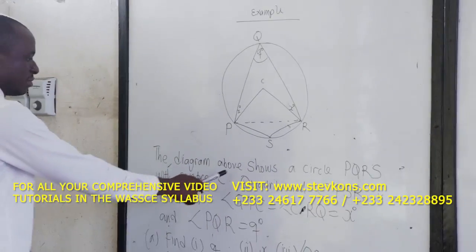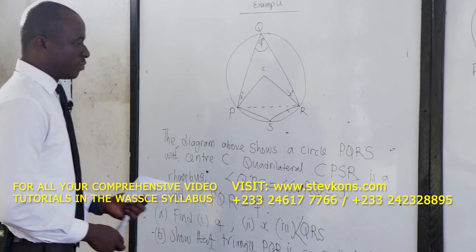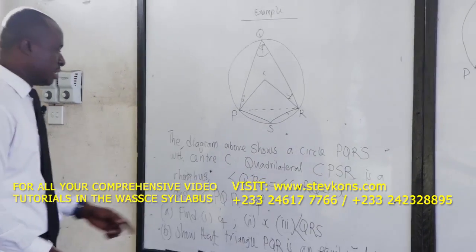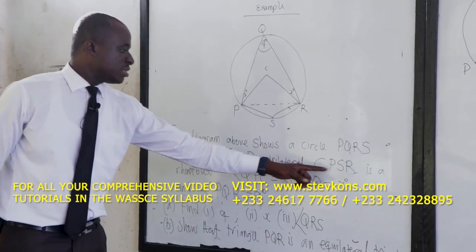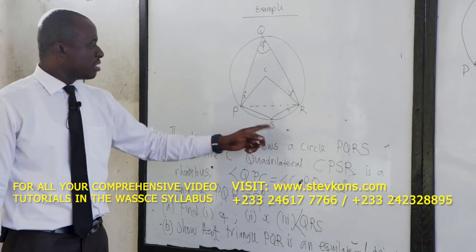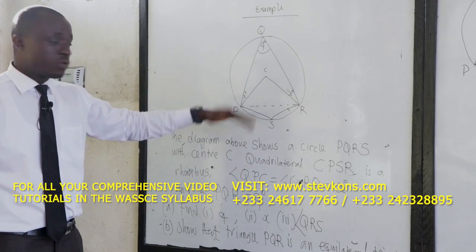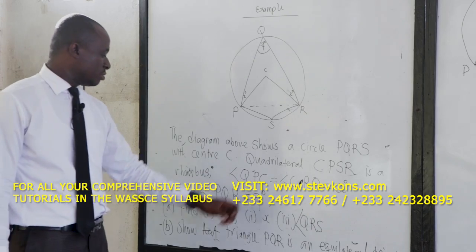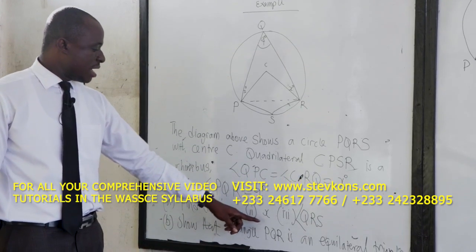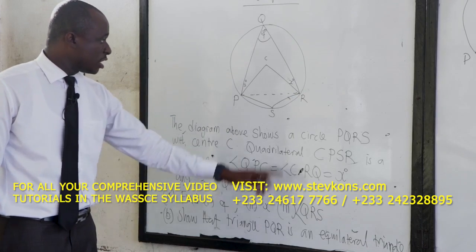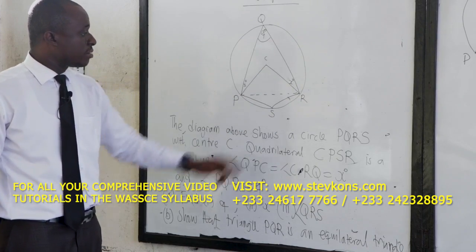We're going to the diagram above shows a circle PQRS, that's PQRS. And then we are being told that CPSR is a rhombus. That is CPSR, this is a rhombus. And because it is a rhombus, opposite angles are equal. We are being told PQR is Q degrees. We should find X, and then QRS.